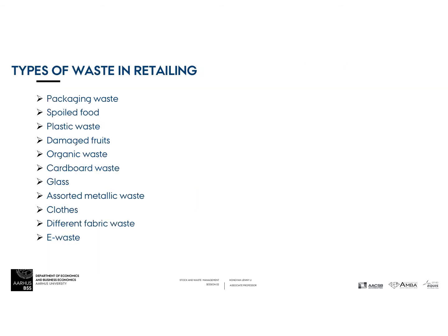So let's see the waste types very briefly. Now you can see the types of waste in retailing. The first type is packaging waste. I don't know if you have had some visual experience of how much packaging is used during the transportation and retailing processes. So basically, packaging material is a very major type of waste. And then the next is spoiled waste, spoiled food.